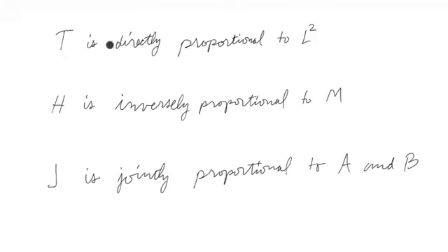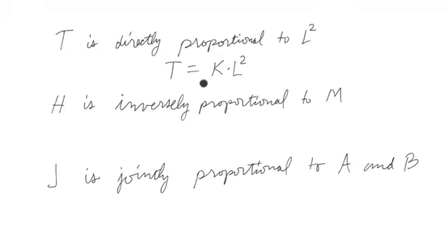Well, let's look at this first one. T is directly proportional to L squared. So think of the word proportional. That means like a percentage of or a fraction of. It's equal to a number times this guy, like a decimal number. Well, any number can be thought of as a fraction or a percentage if you want. Let's just call that number K. So T is equal to some proportion of L squared. So T is equal to K times L squared.